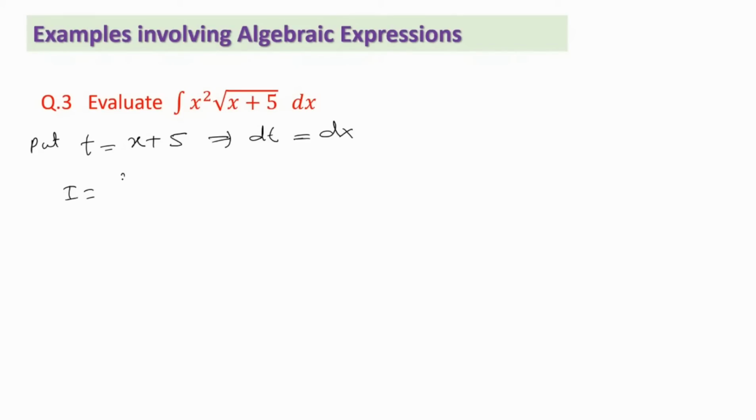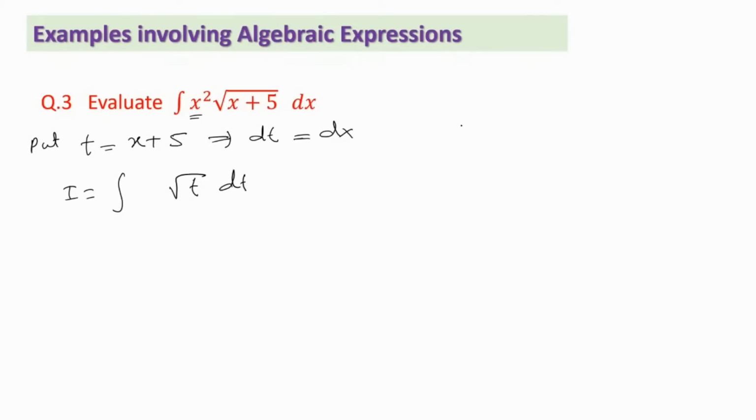So our I is equal to the integral of square root of x plus 5. So this becomes square root of t, and dx becomes dt. But there is a problem: x squared. We cannot write the x squared here. We need to change everything in the form of t. So how can we do that?